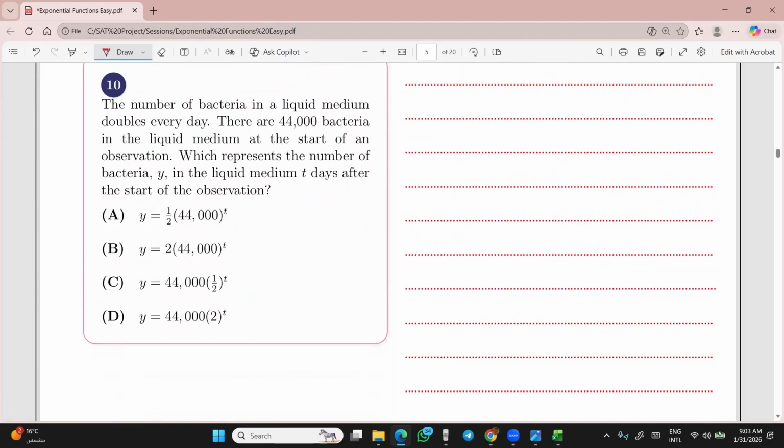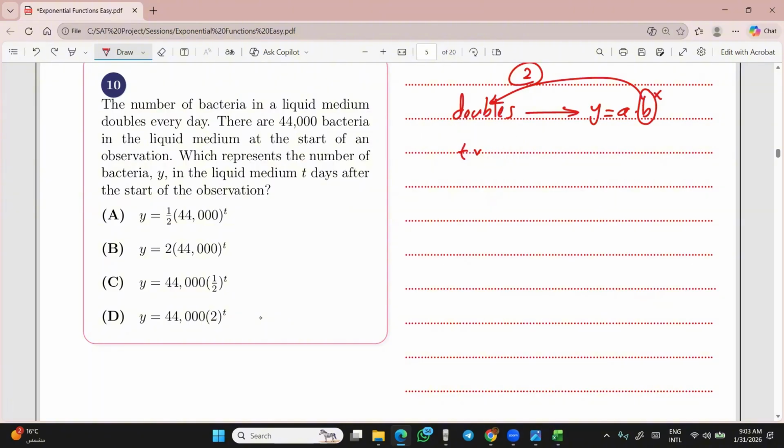Number 10, the number of bacteria in a liquid medium doubles every year. So remember that the word doubles is to replace this b by 2. When I say tripled, this b will be 3. Quadrupled, it will be 4, and so on.